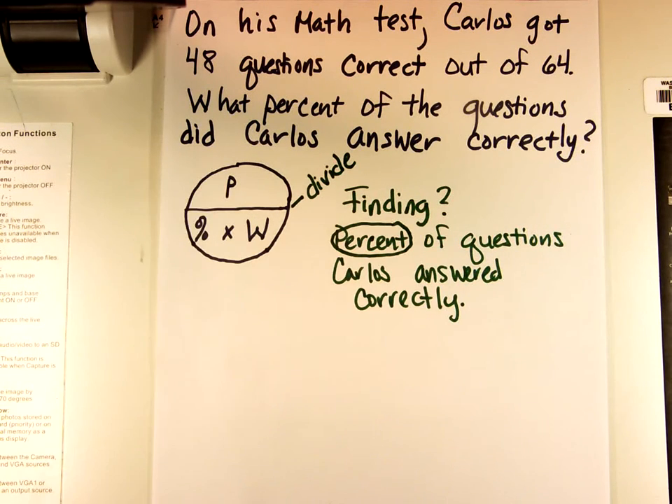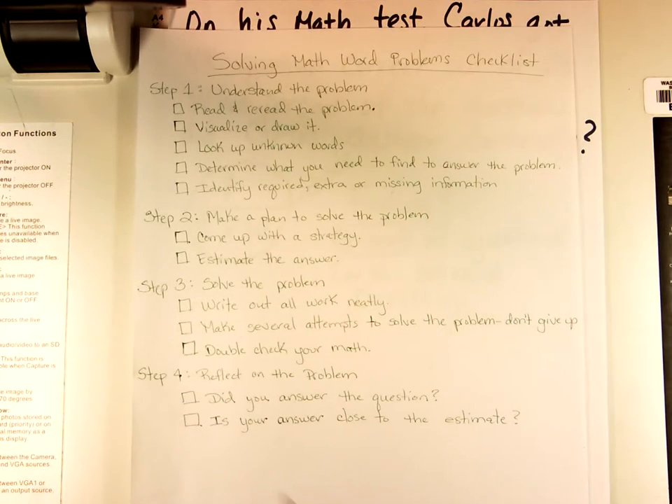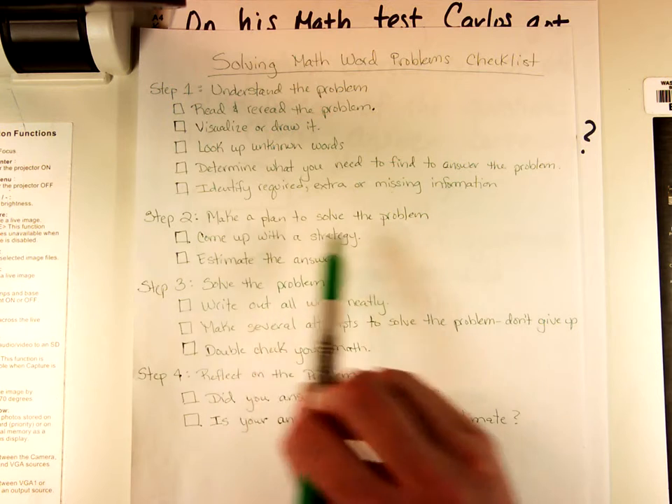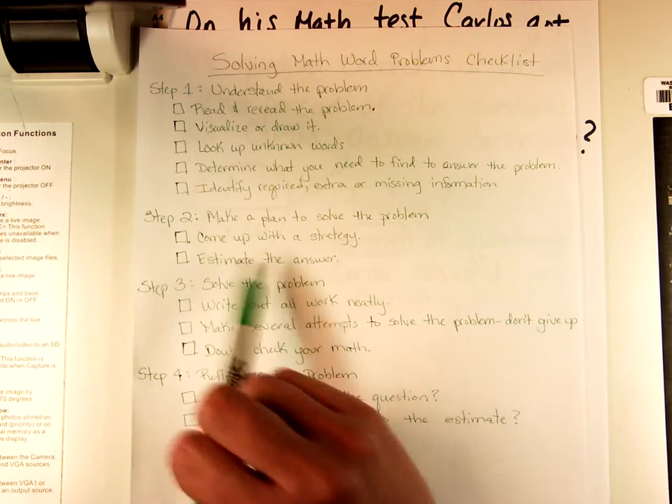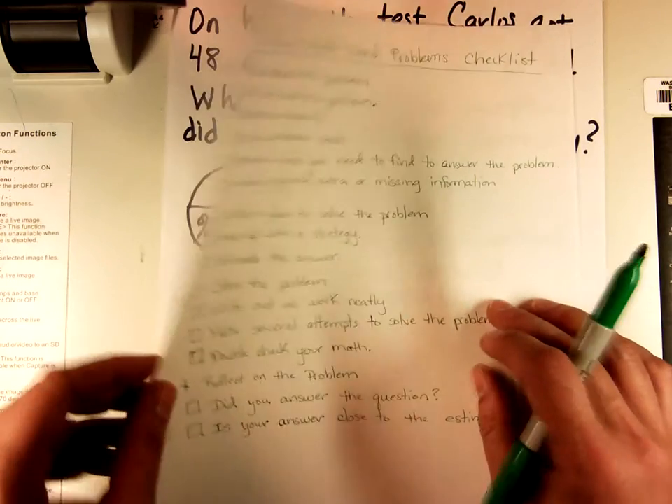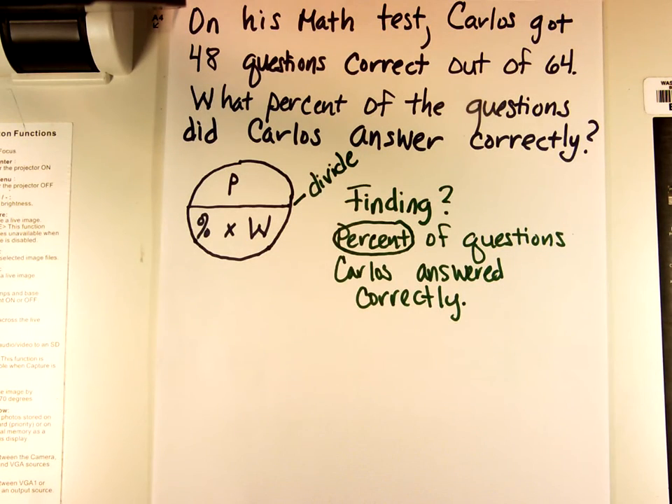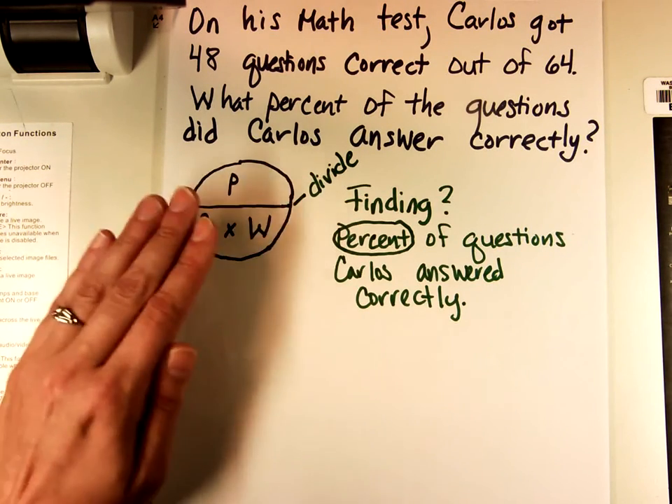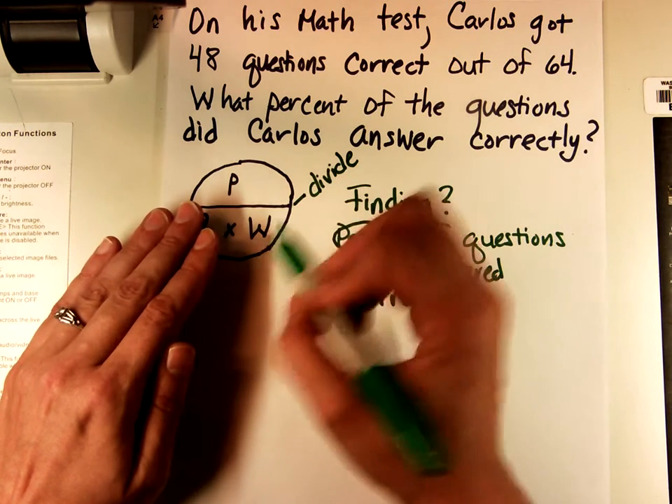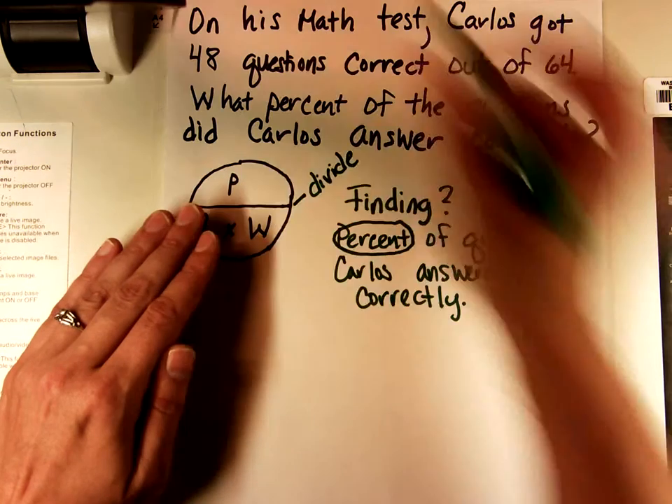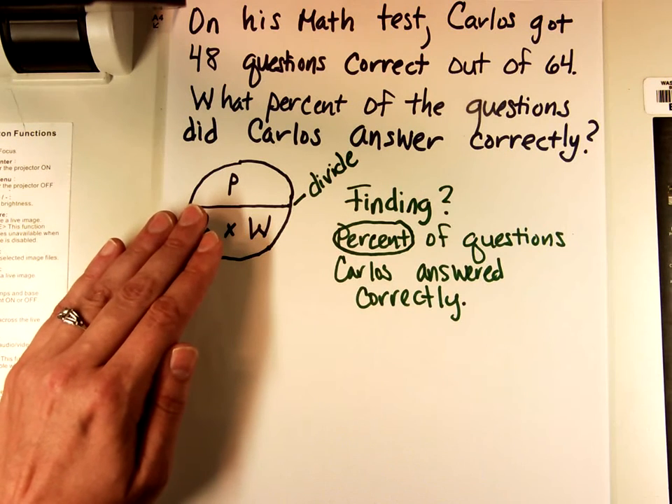Okay, so let's go back to the checklist. Step 2, make a plan to solve the problem. We're going to come up with a strategy and then estimate the answer. Okay, so let's take a look here. I know that I am trying to find the percentage. That tells me that I have the part and the whole up here in my question. So I'm going to figure out which one is which.